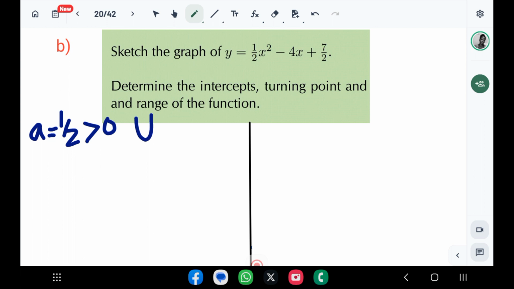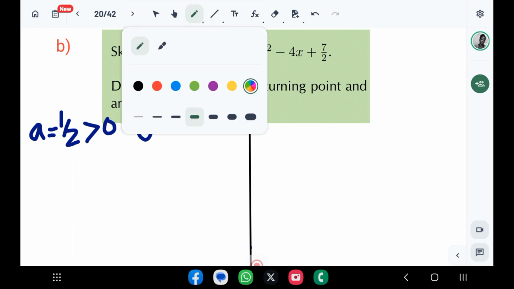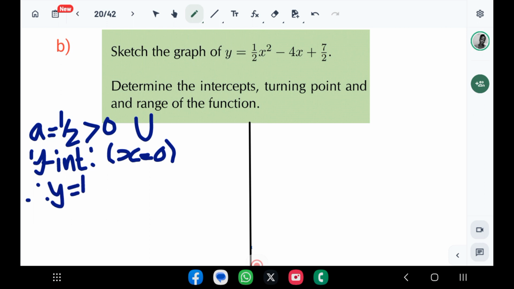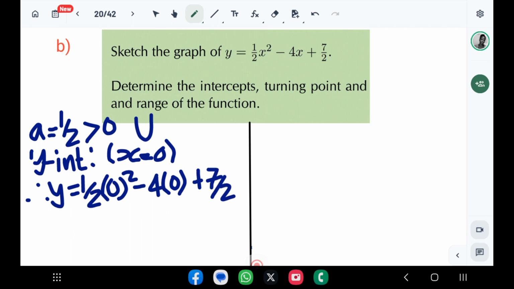Intercept. Let's find the y-intercept. For the y-intercept, we make x 0. When we make x 0, y equals half times 0 squared minus 4 times 0 plus 7 over 2, which leaves us with 7 over 2, which is basically 3.5.